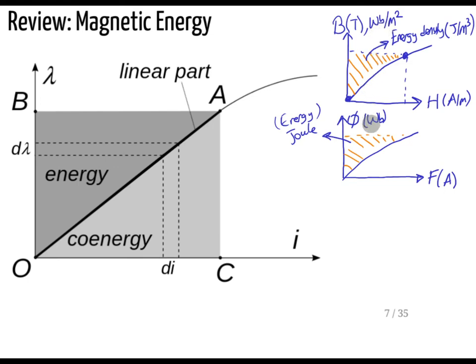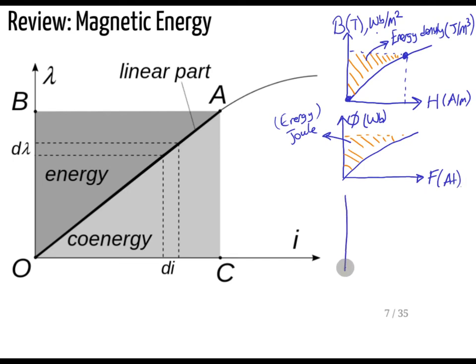So this is Weber per meter square. This is Weber, right? And this one is ampere per meter, H, and MMF you can write either as ampere turns. Again, turns is unitless, so that is why we can write amperes. But let's use ampere turns for that purpose.